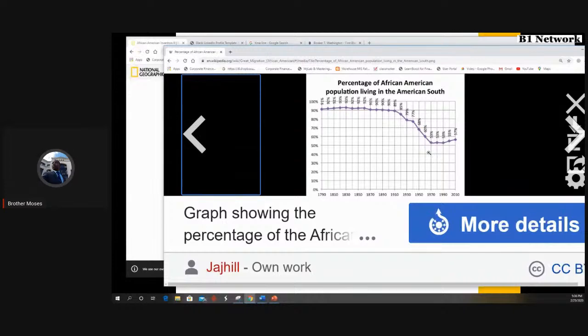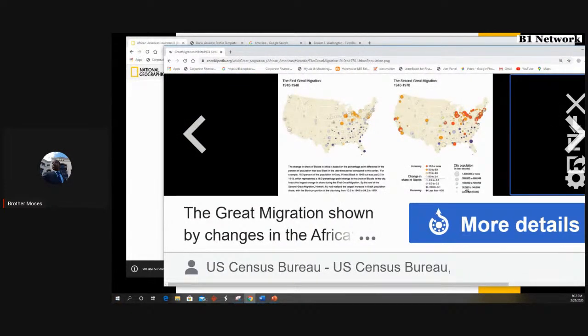As we see here, the percentage of African American population living in the American South. Man, this is huge. What happened there? It starts off that first Great Migration. The second Great Migration comes after my time period. Remember, 1900s to 1929 is the era that I'm talking about. And it's hard to just include the end result.